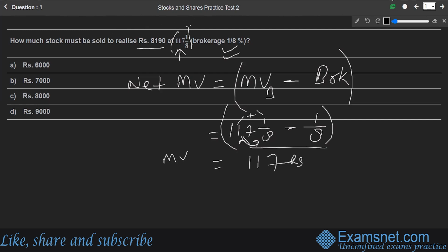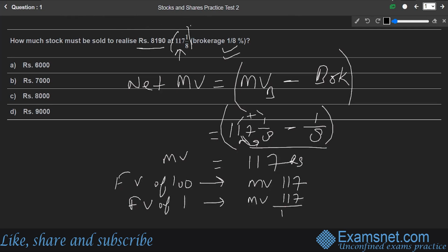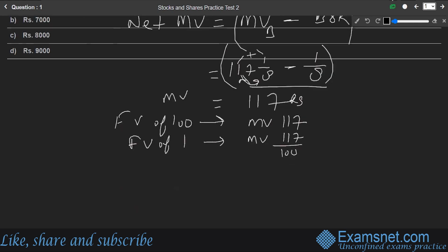Now what does this market value of 117 mean? If the share is of 100 rupees, the market value is 117. We can write that a face value of 100 rupees calls for a market value of 117 rupees. This is how we understand the stock. In this way, a face value of 1 rupee will cost a market value of how much? Obviously 117 by 100.